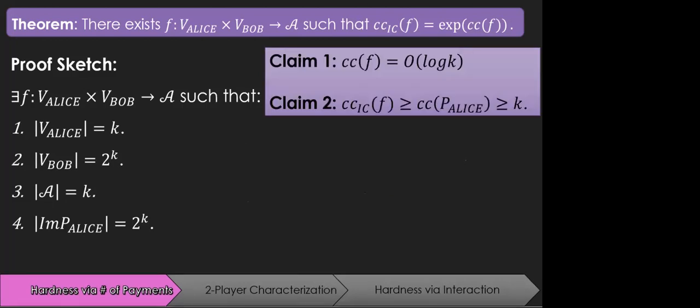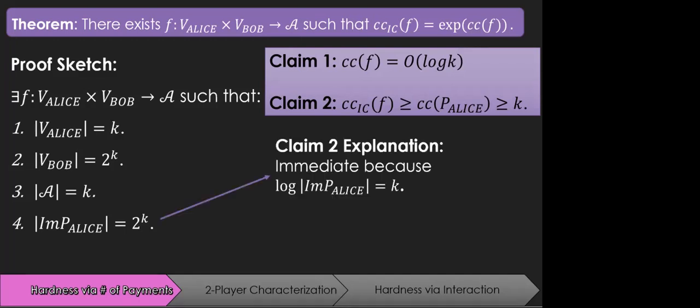Now, the other claim is that computing Alice's payment is hard. And how do we prove that? Notice that the image of the payment scheme of Alice is exponential in k, and recall that the log of the size of the image of each function, in particular payment scheme, is always a lower bound for the communication complexity. So we get that the communication complexity of the payment is at least k, and we manage to get the needed gap.